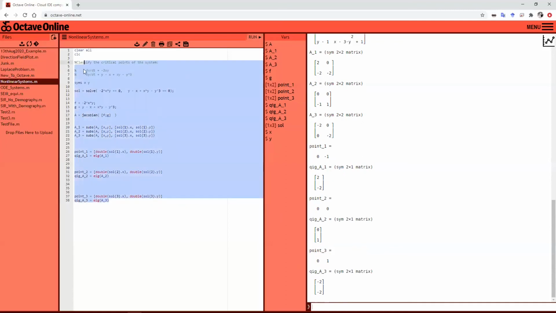So hopefully in this file I can show you, A, how to solve simultaneous equations using Octave, B, how to calculate the Jacobian of two functions, C, how to substitute in the values of those solutions from sol, the solve command, and D, of course, how to find eigenvalues using Octave, because I've shown you an example in an earlier class. So this is how we can find and classify critical points of nonlinear systems using Octave. Okay, thank you.